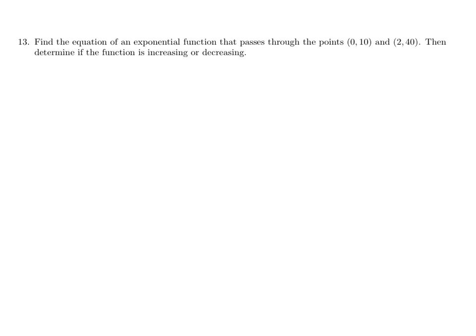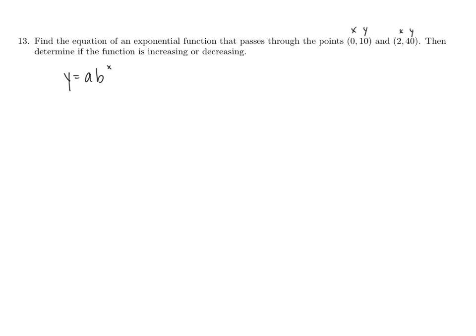All right, number 13. Find the equation of an exponential function that passes through the points 0, 10, and 2, 40. Then determine if the function is increasing or decreasing. So the first thing you need to remember is that an exponential equation is in the form y equals a times b to the x. And so these are x and y's. And so you're going to write out an equation for each of these.